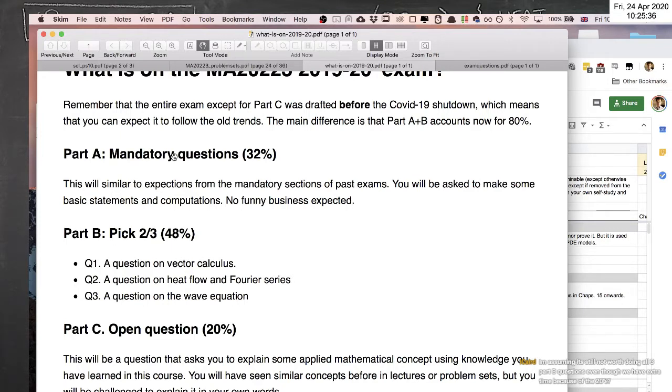Okay. The part A, mandatory questions, which is listed here, this is going to be very, very similar to mandatory questions from 2017-18 and 18-19. So there's no funny business, as I've said, there's no tricks to this. There's no kind of tricky questions here. These are just very standard questions about the basic topics in the course. So in years prior, you had questions related to vector calculus, state certain theorems, calculate certain Fourier series, and so you can expect questions of the same sort this year as well.